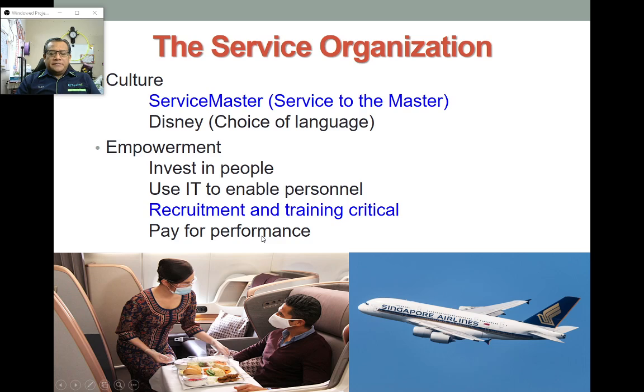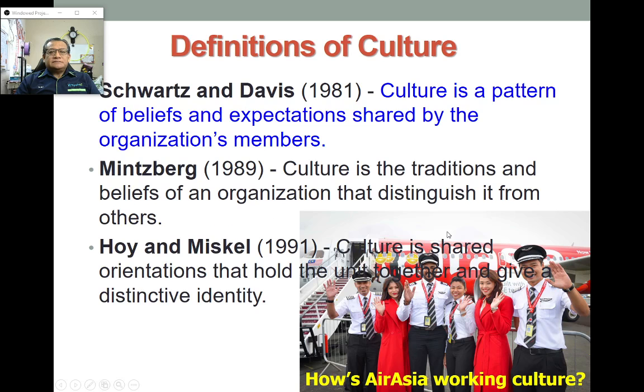If you perform well, if you are rated well by the employees or by the top management, then you will receive a good remuneration by end of the year. So this is what service organization is all about. It's all about culture. It's all about empowerment to the employees.